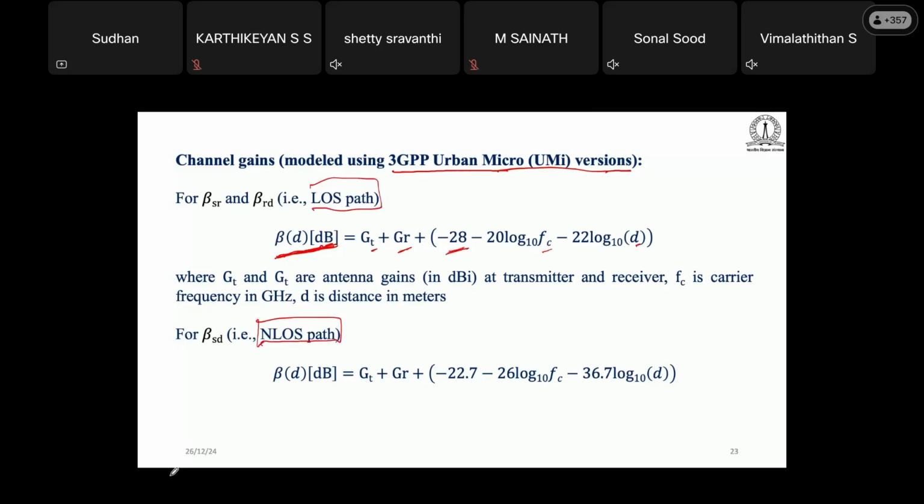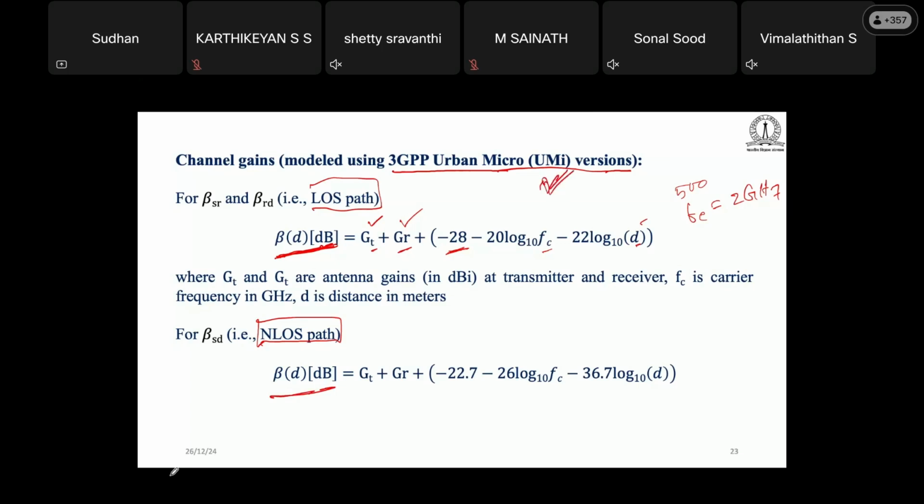So this is the channel gain, and if we give the transmitter gain, receiver gain, and this, then we are able to calculate. And if we provide the distance, let's say the distance is 500 meters and FC equal to 2 gigahertz, if we put all these values, then we'll get some channel gain, and that channel gain we use as a reference level, and then we design the link budget or other things. And similarly for the non-line-of-sight path, this is a path model. So this model we have taken from here.